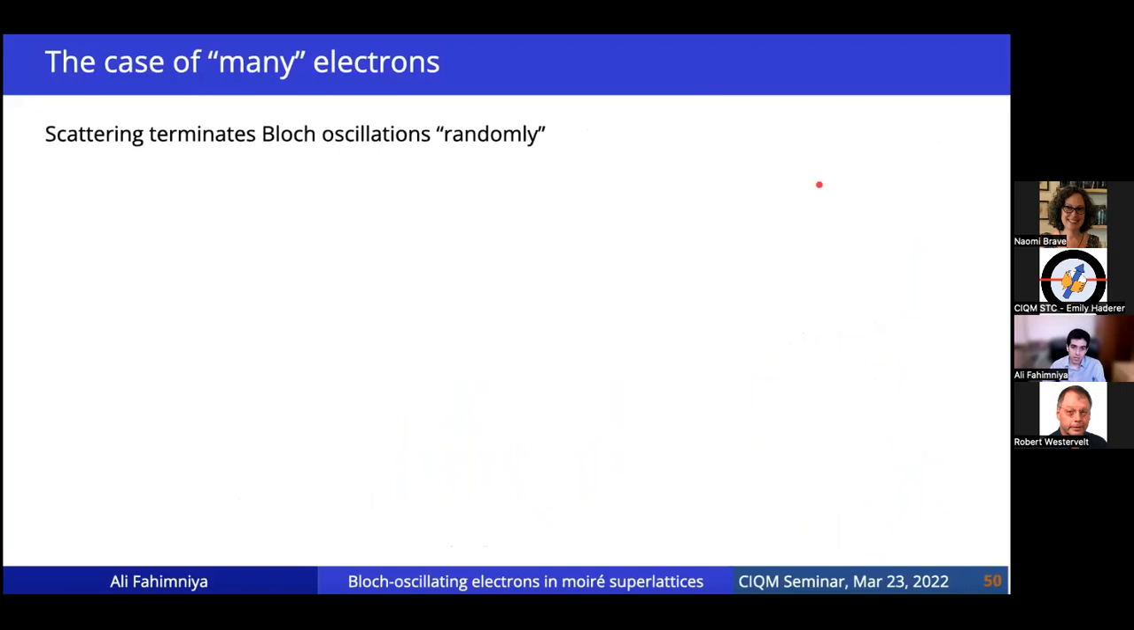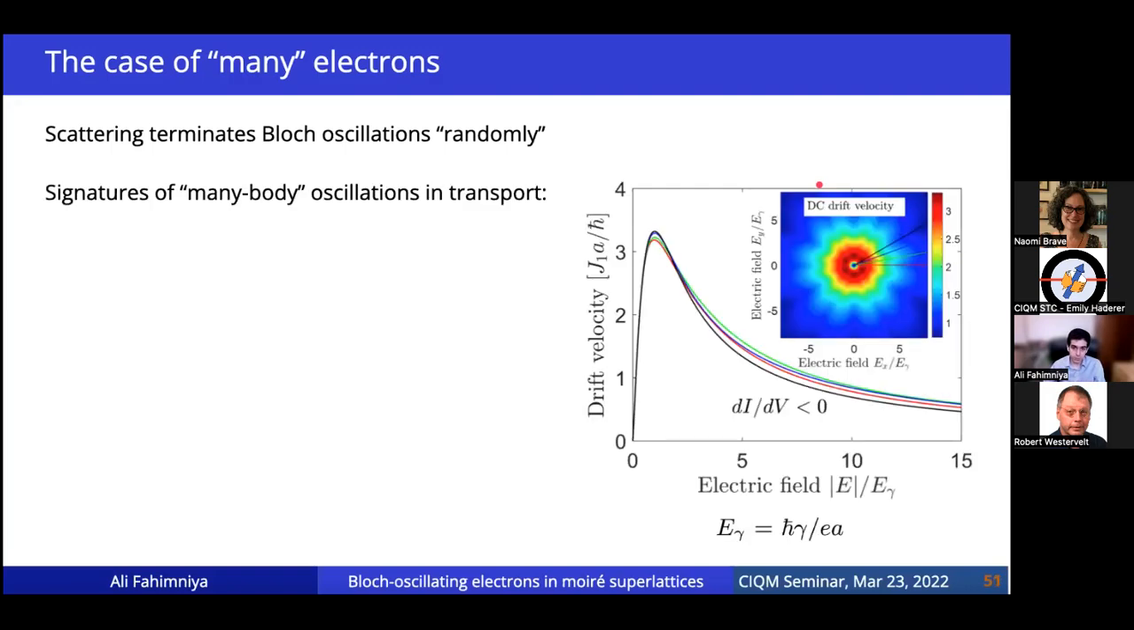So far, I have discussed the dynamics of a single electron and what's going to happen when we have an applied electric field and the electron moves in the momentum space. But in reality, we have many, many electrons in the conduction band, and the random scattering of these electrons resets them at different times and therefore gives each Bloch oscillation a random phase. And there's no coherency between the different Bloch oscillations of these many, many electrons.